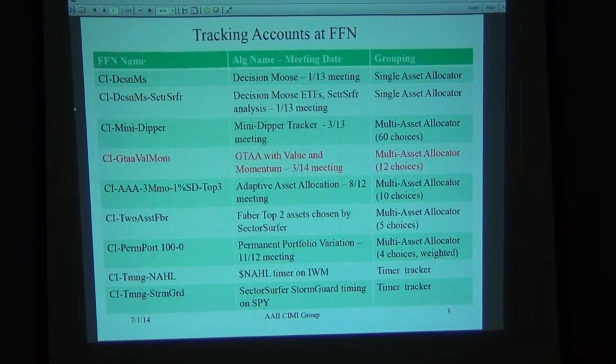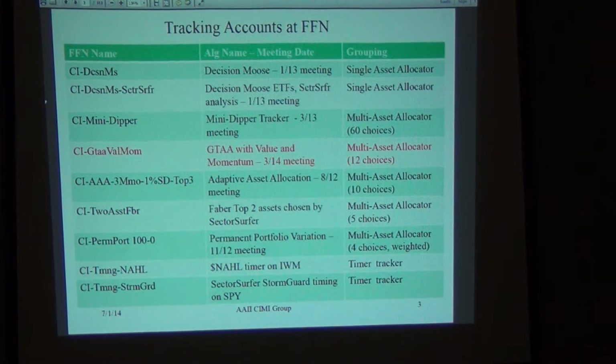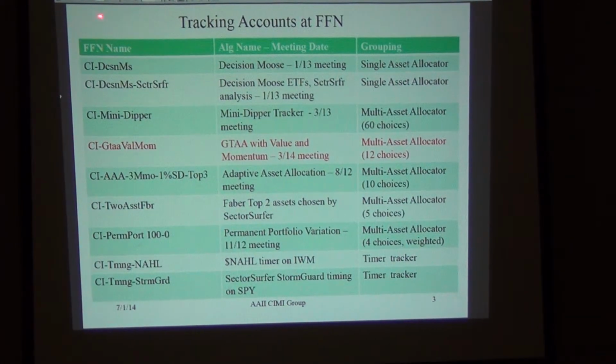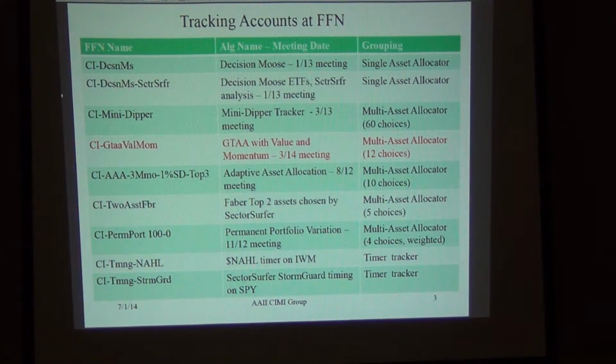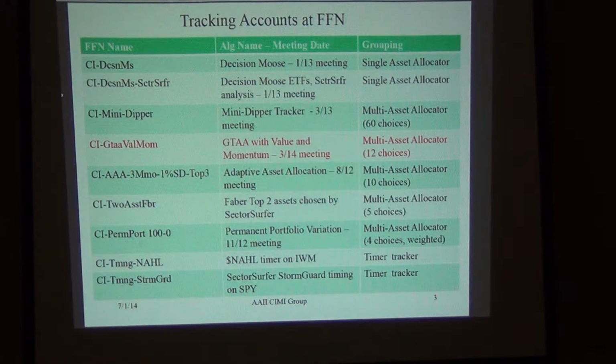Basically, what this sheet shows is, this is essentially the name at Folio Investing. This is the name of the algorithm. And if you want to look up the algorithm in the presentation, there's the meeting date here. And here's an indicator of what it is dealing with. So we've had single asset allocators, multi-asset allocators, stock screens, etc.